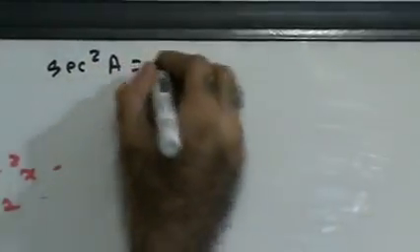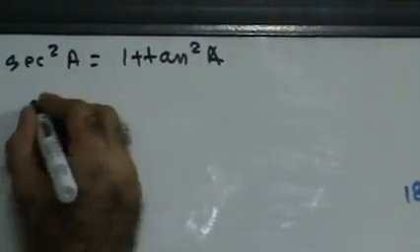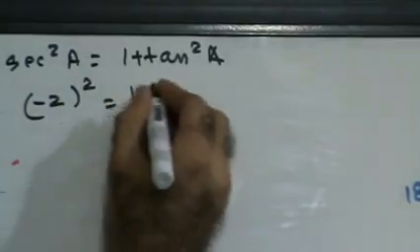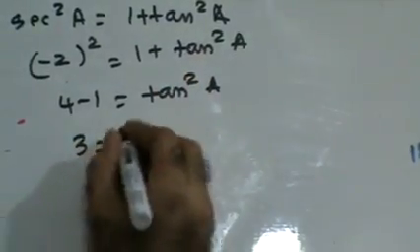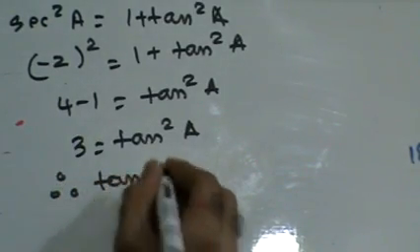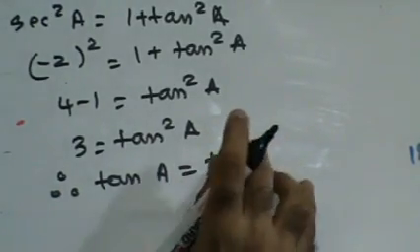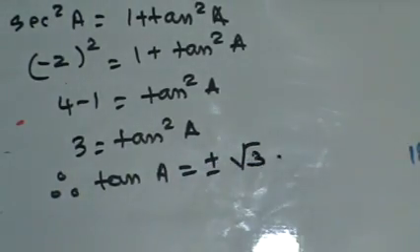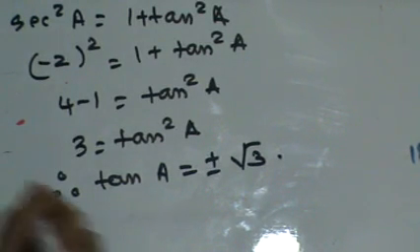I can say sec square A is nothing but 1 plus tan square A. Sec A we found out as minus 2. So minus 2 the whole square is 1 plus tan square A. 4 minus 1 is tan square A. 3 is equal to tan square A. Therefore tan A is equal to plus minus root 3.